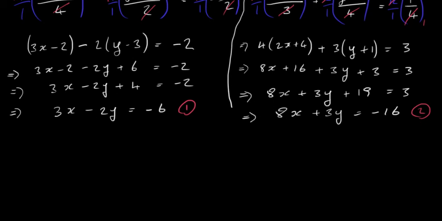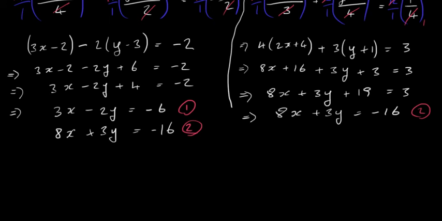Let me just write equation 2 over here. I'll just bring that over here. So I get 8x. I'll put the x underneath the x, I'll put the y underneath the y, and the number underneath the number here. So this here is equation 2. Okay, so that's perfect. Now let's have a look at these two equations.